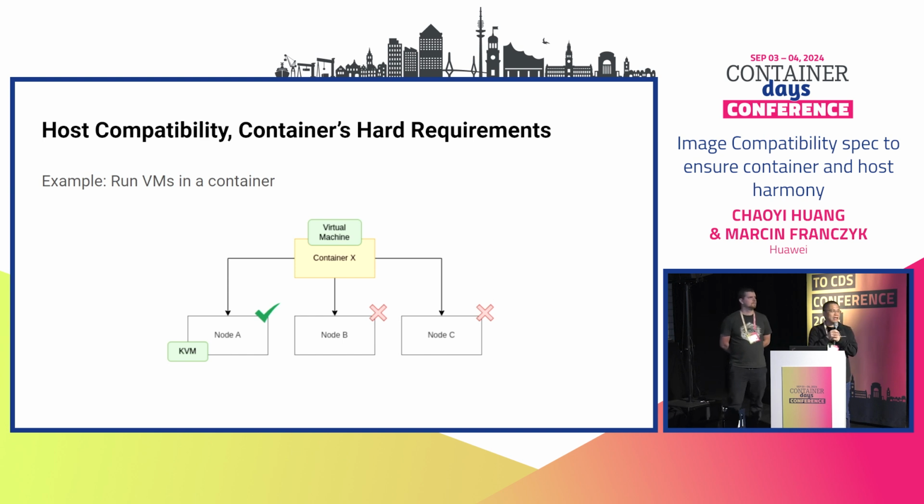Another example is KubeVirt, which runs a virtual machine inside a pod. A virtual machine has to be supported by some virtualization component, for example KVM or another hypervisor-supported technology. If Node A has KVM installed, it can work. But for another node with no KVM module, KubeVirt cannot run a virtual machine on that node.